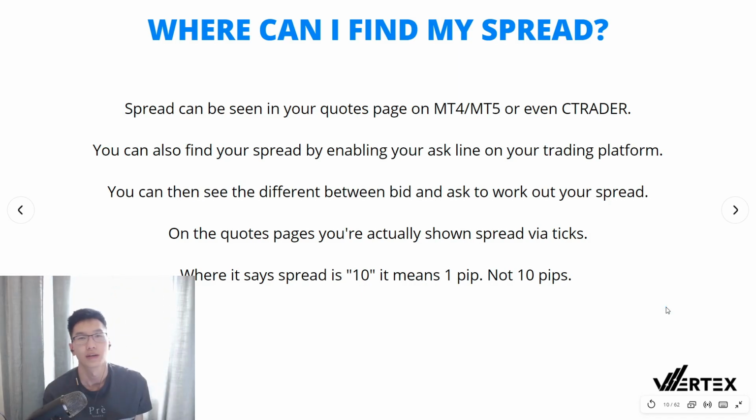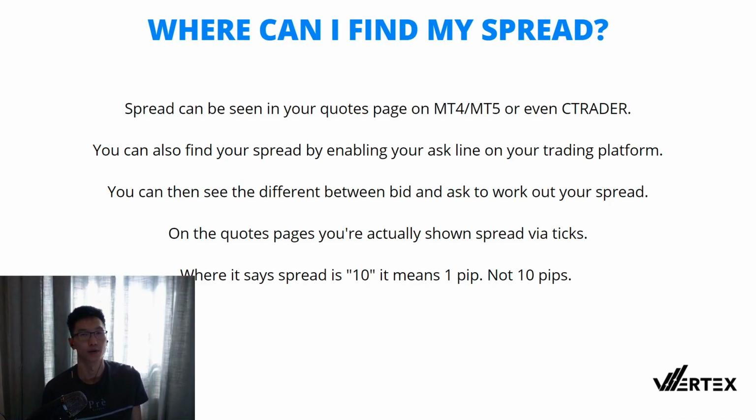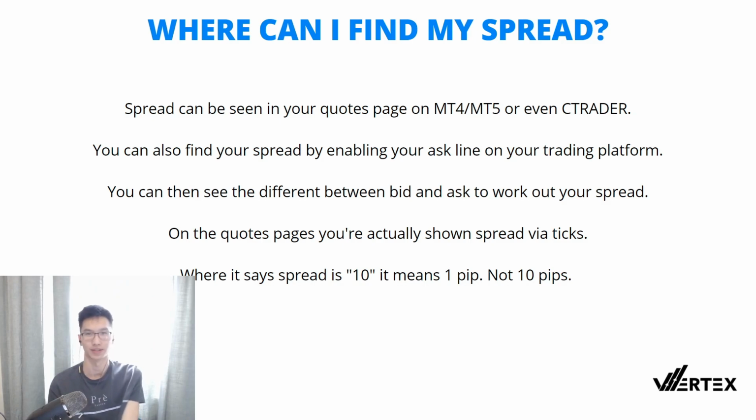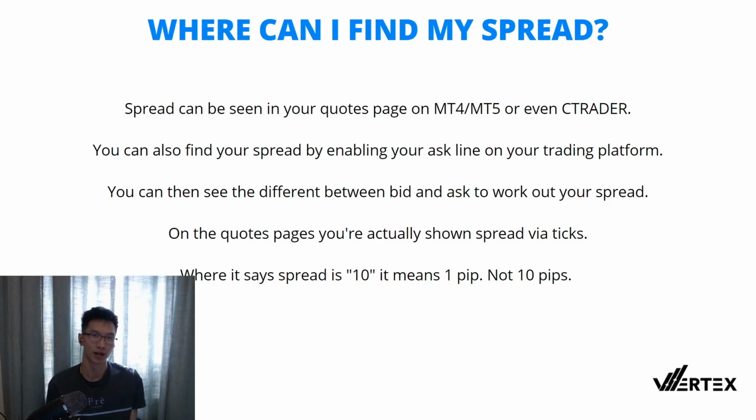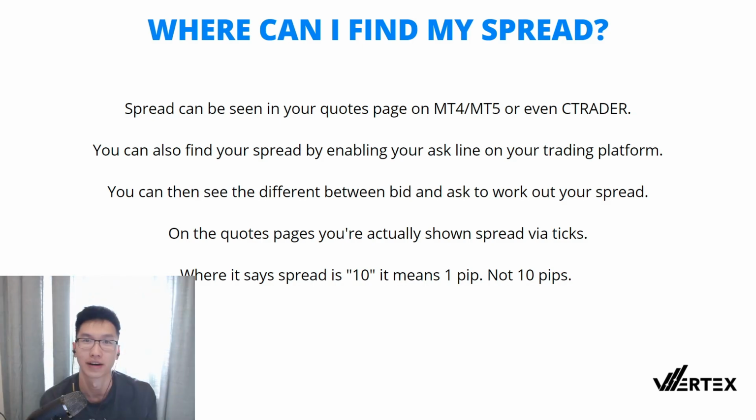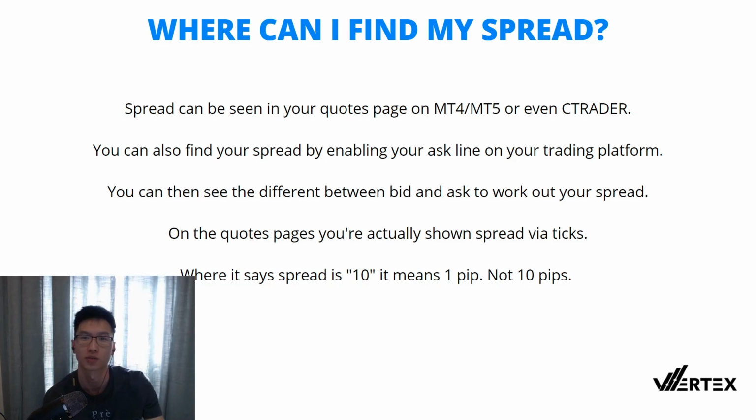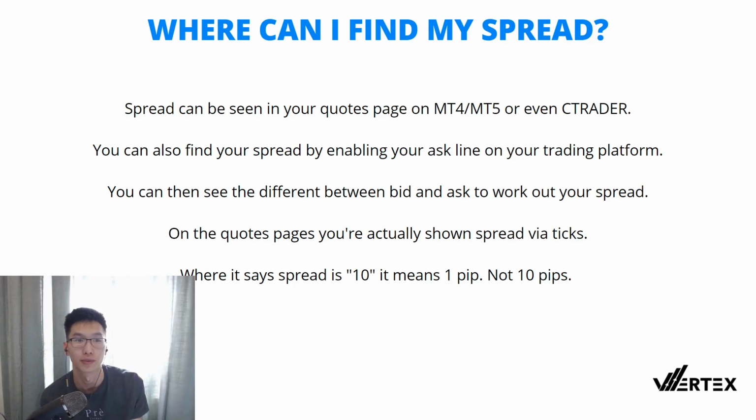So now we know how spreads affect our buy limits, sell limits, buy stops and sell stops, and our market execution trades, buys and sells, and we know what spreads are and why they exist. Where can you actually find your spreads? So spreads can be seen in the quotes page on your MT4 or MT5, and even cTrader. Where all your pairs are, that's where your spread will be shown. It'll be either in properties or more info, or it may show just below the pair.